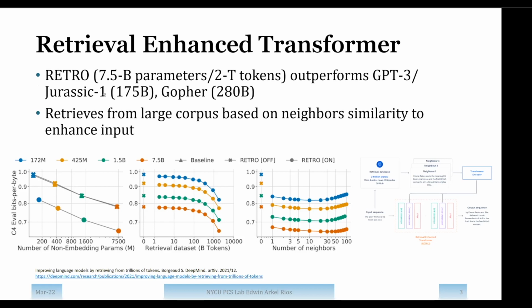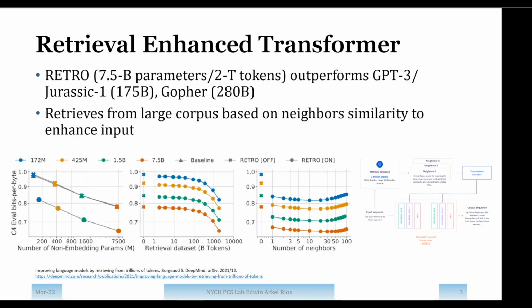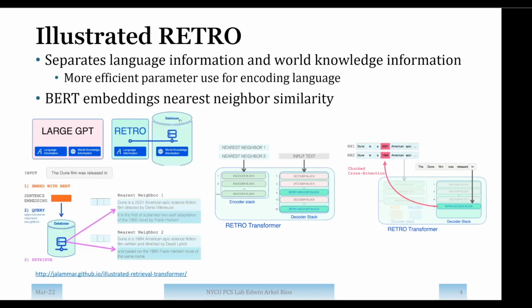In particular, they use a model that has 7.5 billion parameters and retrieves from a data set of 2 trillion tokens. And it can outperform much larger models like GPT-3 and Jurassic-1 with 175 billion parameters, or another model called Gopher with 280 billion parameters. So that's pretty impressive. And the way that it does it is by retrieving from a large corpus based on neighbor similarity to enhance the input. And the idea is pretty intuitive.